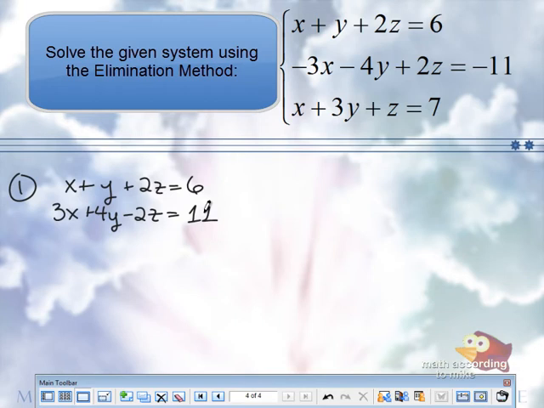Adding these equations together, what do we get? Good.